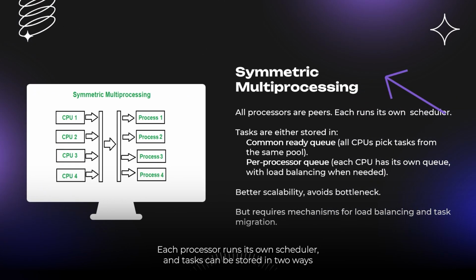Each processor runs its own scheduler and tasks can be stored in two ways: a common ready queue where all CPUs pick tasks from the same pool, or individual queues where each CPU maintains its own set of tasks. This method provides better scalability and avoids the bottleneck problem as seen in asymmetric systems. However, it requires extra mechanisms for load balancing and task migration so that work is evenly distributed among all processors.